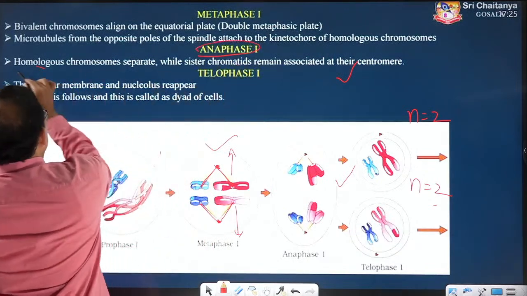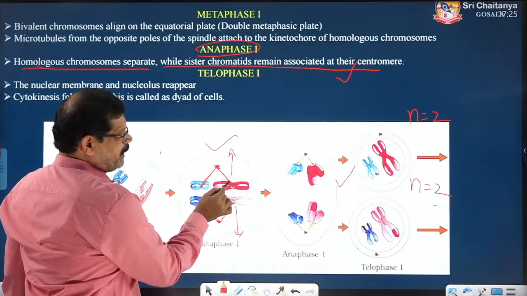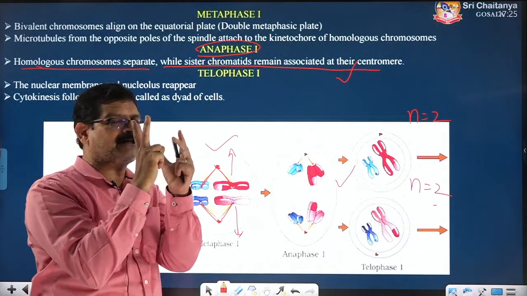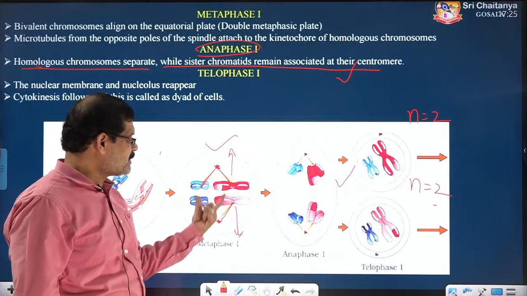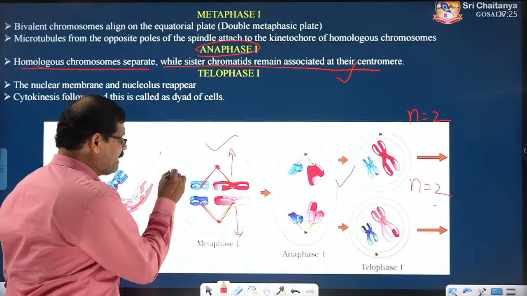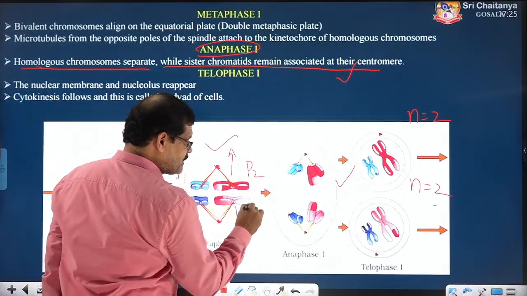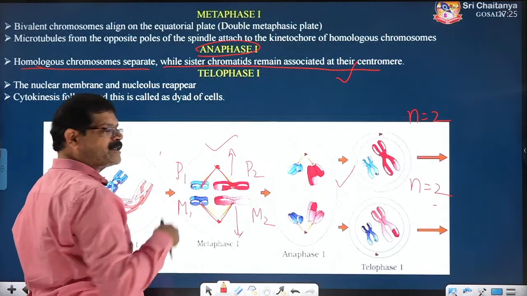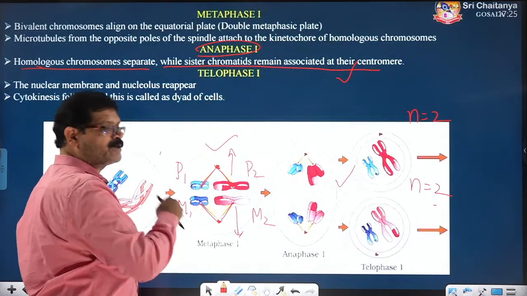Next one is called anaphase. Homologous chromosomes separate while the sister chromatids remain associated. See here, for each chromosome you find the two sister chromatids. The two sister chromatids will be attached like this only, they will not get separated. But you find the two homologous pairs which are present here. In each pair, one will be going to the north pole, one will be coming to the south pole. You can check it here. This is a paternal, this is a maternal chromosome. This is P2, this is M2. In that pair, P2 will be going to north, M2 will be going to south. In this P1, M1, P1 will be going to north, M1 will be coming to south.